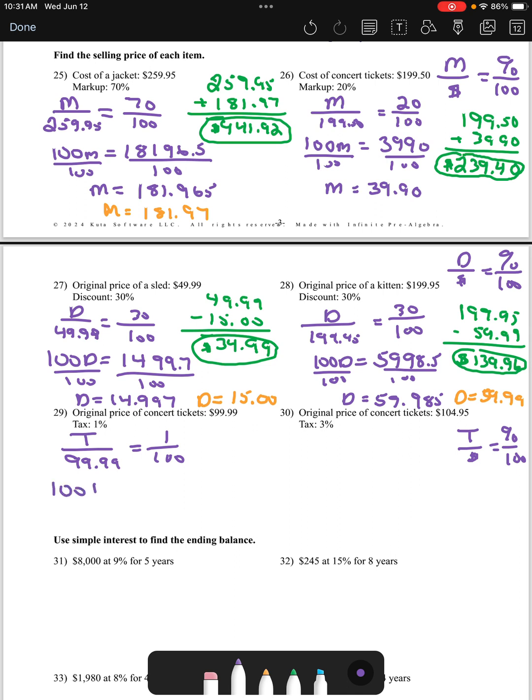Cross products will be 100T and 99.99. Dividing by 100 will get me T being 0.9999. That's a 4-digit decimal and we can't use it.